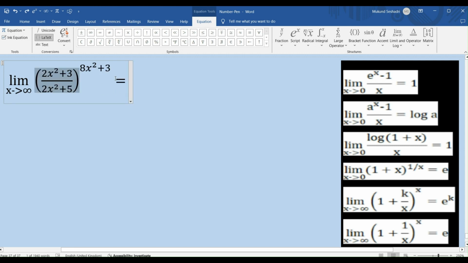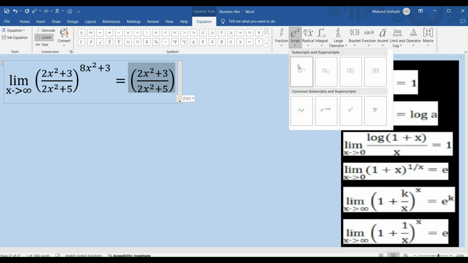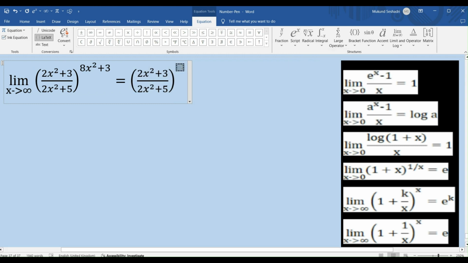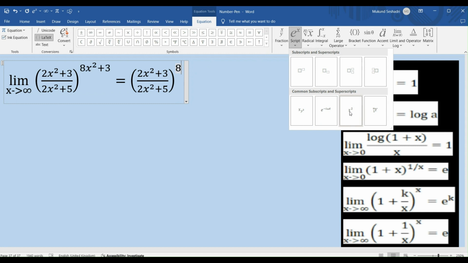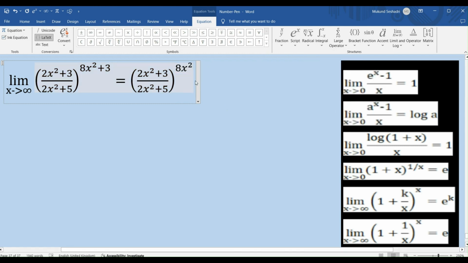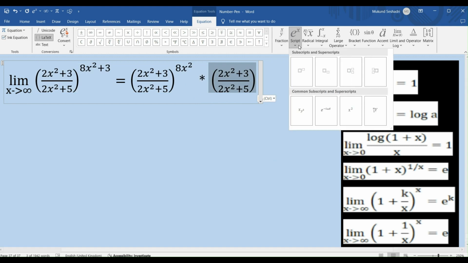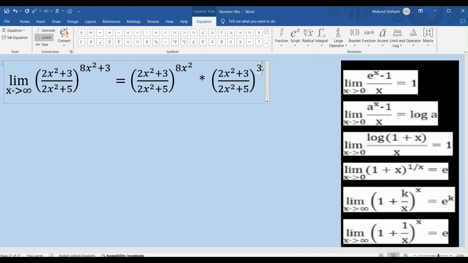So write this as this to the power 8x square, right? 8x square into, still have the same expression, and let's write this as to the power 3, right? So we are using a to the power x plus y equals a to the power x into a to the power y. So that's the formula we are using.